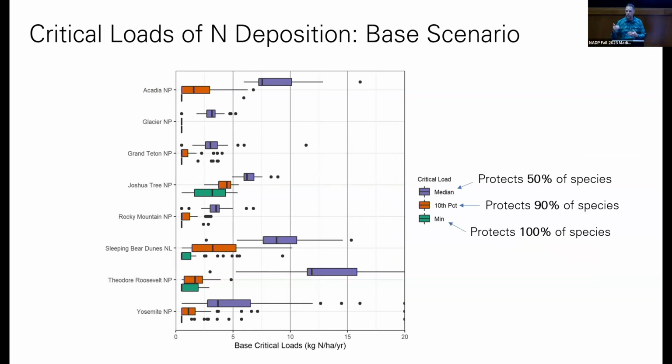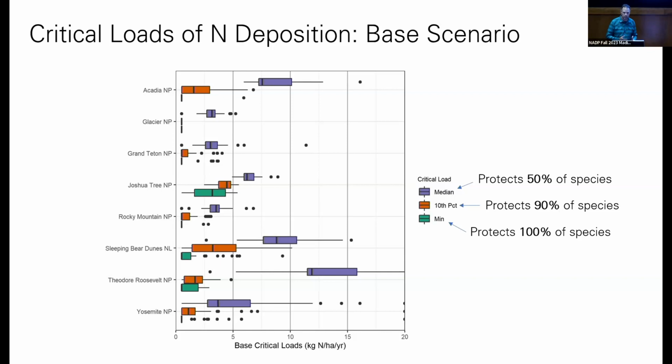And one is the minimum. We call that the minimum critical load, and that's protective of all species, all characteristic species that we modeled. We also present information based on the 10th percentile critical load. That's protective of 90% of the species in that map class. And then we also are presenting results based on the median response, or the median critical load among species within a map class.